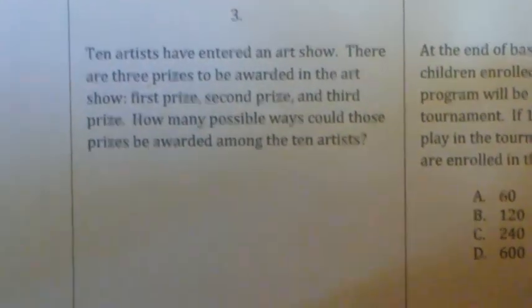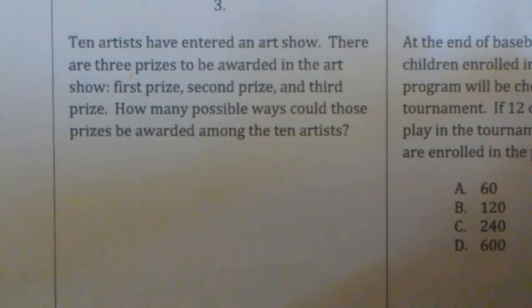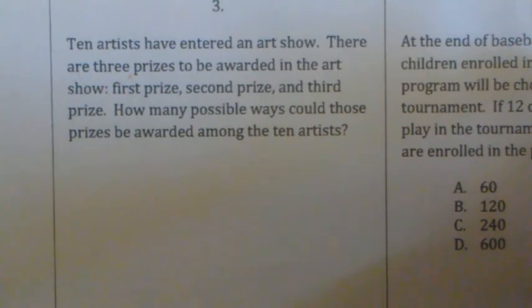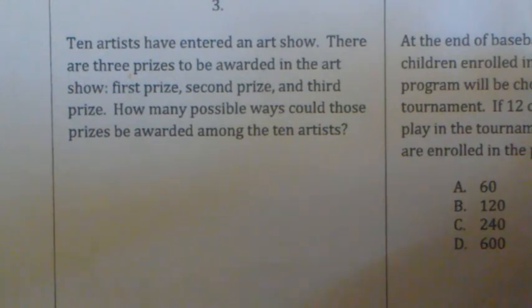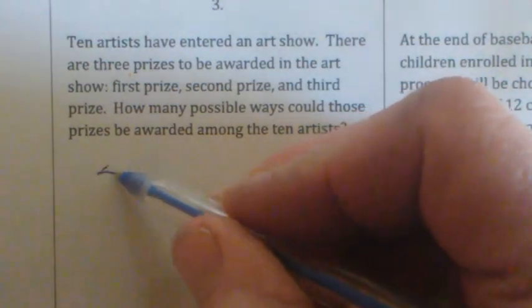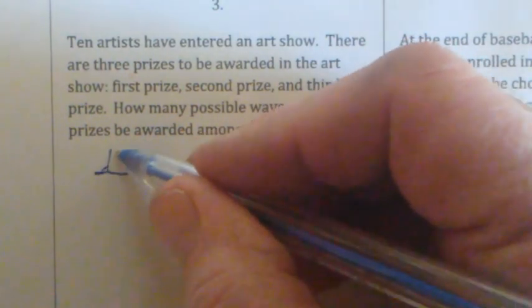Moving on. A big word problem. 10 artists have entered an art show. There are 3 prizes to be awarded in the art show: first prize, second prize, and third prize. How many different ways could these prizes be awarded amongst 10 artists? Wow. So let's say you call the 10 artists A, B, C, D, E, F, G, H, I, J. So let's say first prize. How many different people can get first prize? Well, 10 different people can get first prize.